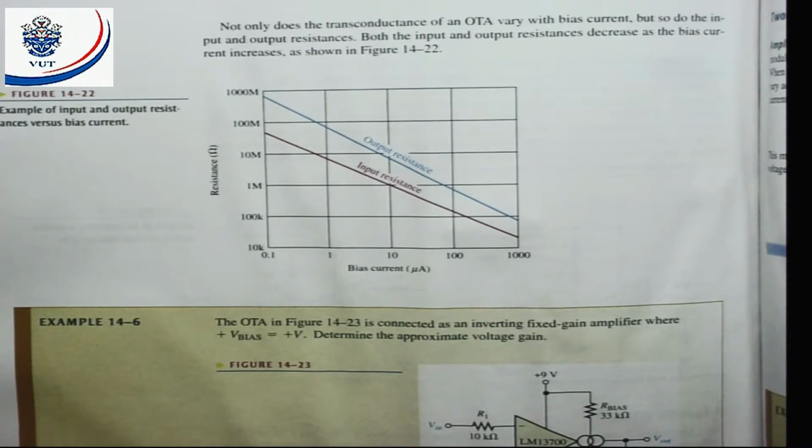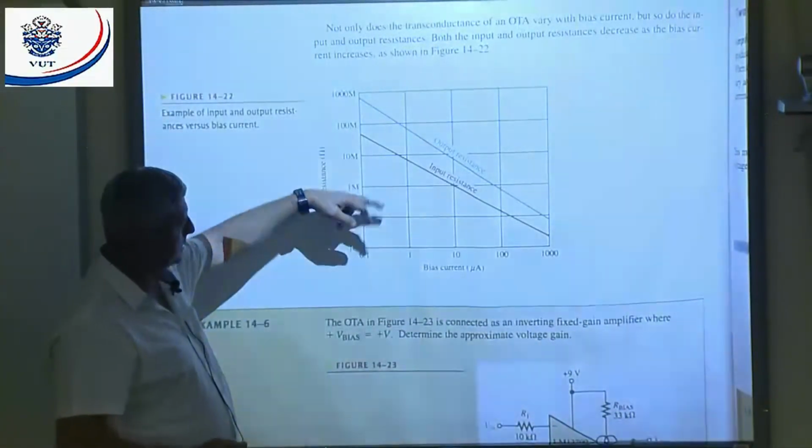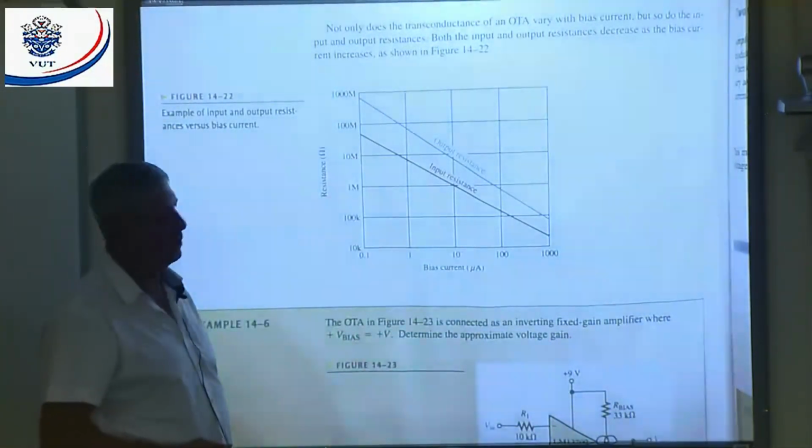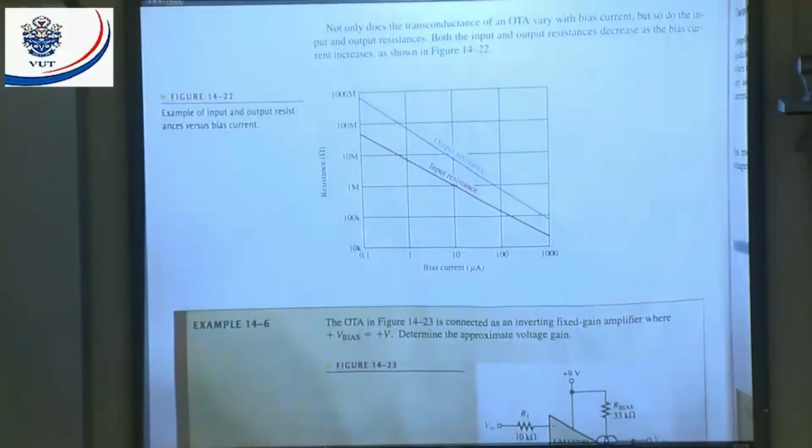All right, they say, note, not only does the transconductance in the OTA vary with the bias current, but so do the input and output resistances. Both the input and output resistance decrease as the bias current increases. All right. You can see if my bias current increases, the resistances decrease. It's also linear, the input resistance and the output resistance.